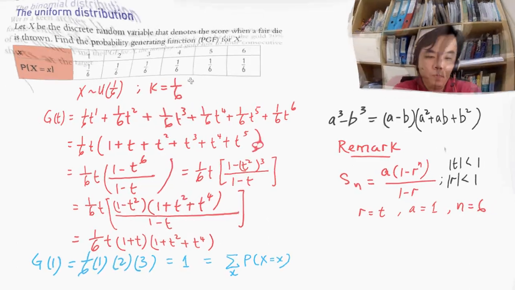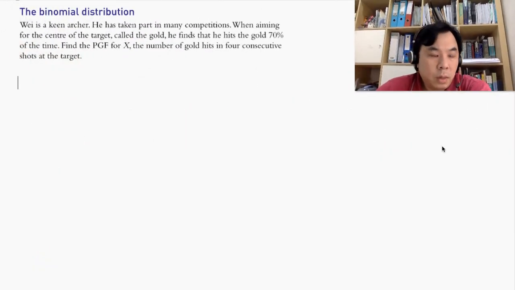Right, next let's take a look at the second example, binomial distribution. In this example, it is stated that Wei is a keen archer. He has taken part in many competitions. When aiming for the center of the target, called the goal, he finds that he hits the goal 70% of the time. Now we need to find the probability generating function for x, where x is a discrete random variable representing the number of goal hits in 4 consecutive shots at the target.